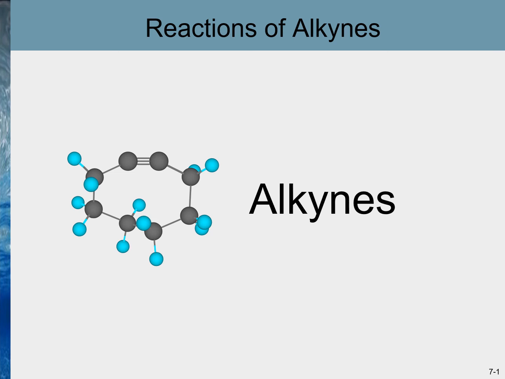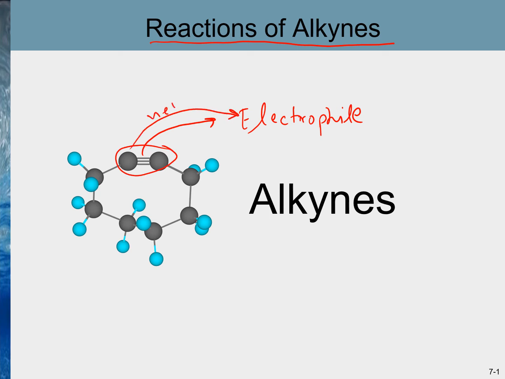Hello everyone, in this section we will focus on reactions of alkynes. Just like alkenes, a characteristic reaction of alkynes is a pi bond acting as a nucleophile, and a new bond will form between this nucleophile and an electrophile. So the pi bond of an alkyne will attack the electrophile, and a new bond between one of these carbon atoms and the electrophile carbon atom will form.